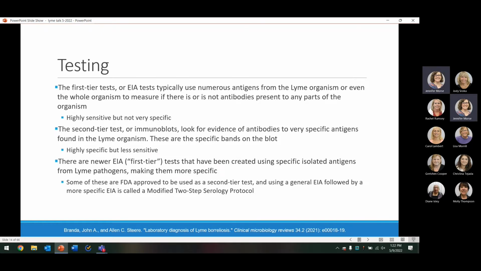There are some newer EIA tests, so some of those first tier tests that are FDA approved to be used like a second tier test. They've actually been made using specific isolated antigens from the Lyme pathogen. So these are as specific as those Western blots. So if the FDA has approved them to be used as a second tier test, they can be. And so using 2 EIA tests in a row is called a modified 2-step serology protocol.